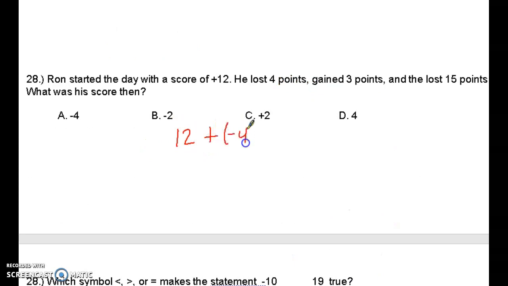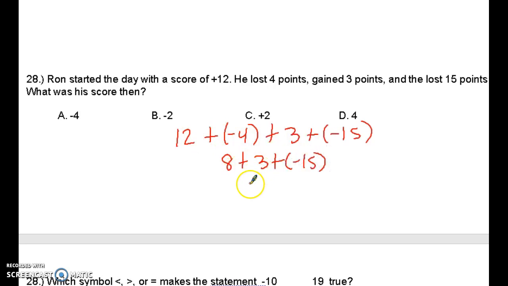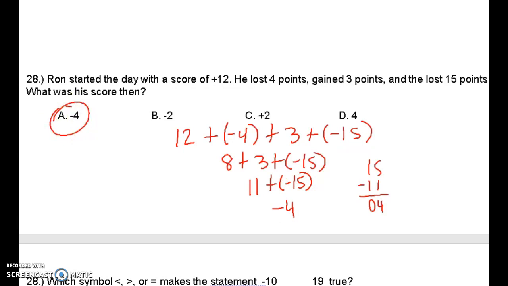Ron started the day with a score of 12. He lost 4 points, gained 3 points, lost 15 points. 12 plus negative 4. You have different signs, so you subtract. That's 8. 8 plus 3 is 11. 11 plus negative 15, your signs are different, so you subtract. 15 minus 11, 5 minus 1 is 4, 1 minus 1 is 0. The bigger number is negative, so your answer is negative 4.